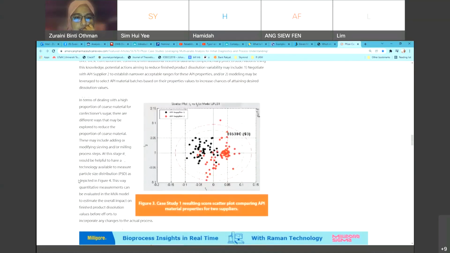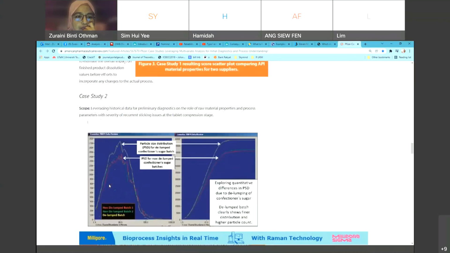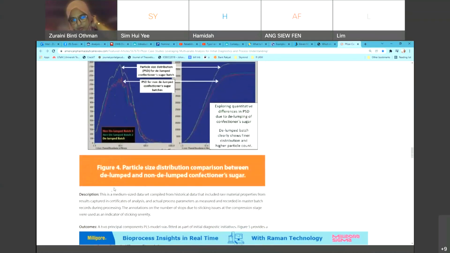Okay. This is the table, a score scatter plot comparing API metrics for two suppliers. You want to know whether one is apart from another or something. We want to measure. Okay, this is case study 2.